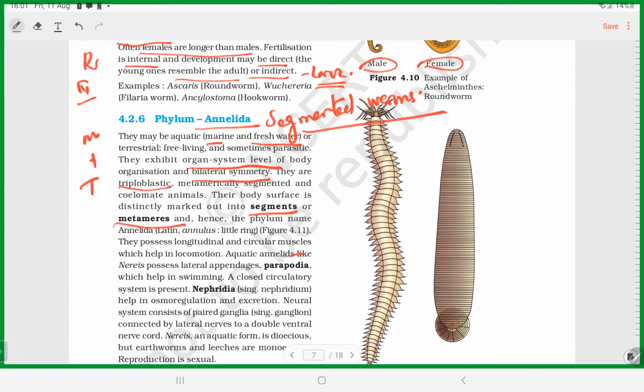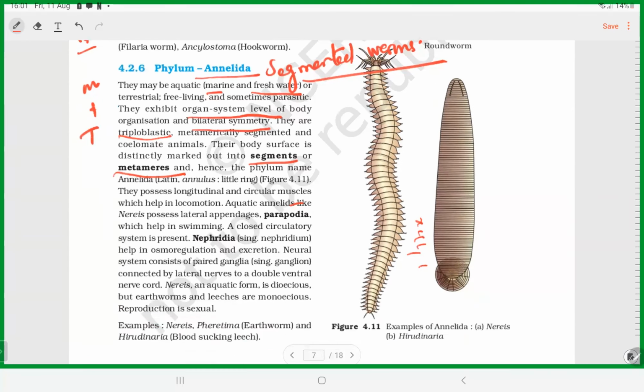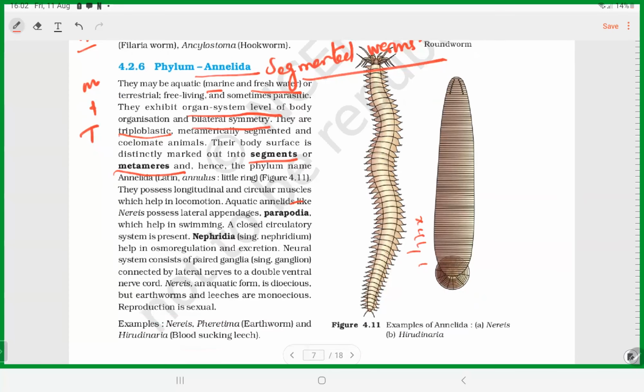What are called metameres? See, you can see a lot of segments all over the body. Those segments are called metameres. The segments present in the segmented worms are called metameres. So that's the main special character, the presence of metameres, because of that only they are called annelids or segmented worms. Okay, fine.